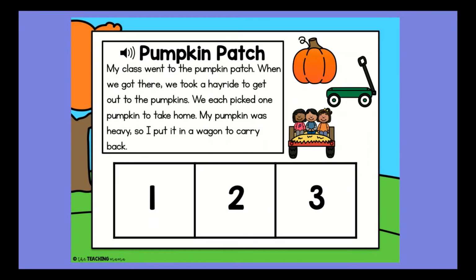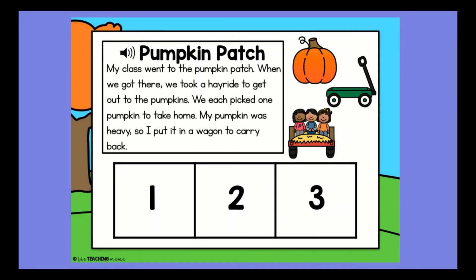My class went to the pumpkin patch. When we got there, we took a hayride to get out to the pumpkins. We each picked one pumpkin to take home. My pumpkin was heavy, so I put it in a wagon to carry back. So if I have this story and these pictures to my right represent components of the story, how would I sequence it? What would I start with?